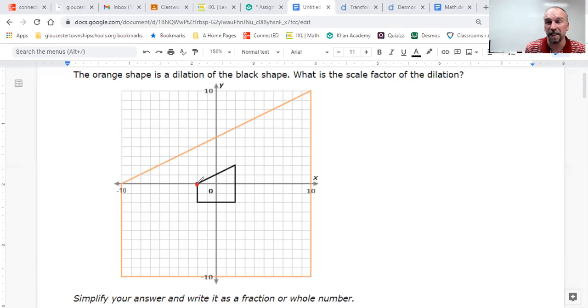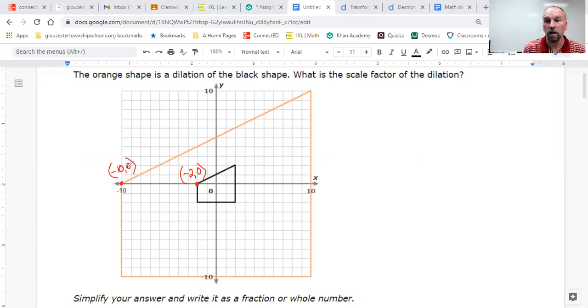And one of the reasons I picked that is because it's on an axis. So one of the values is 0, which makes it very easy. So the coordinate here is -2, 0. And then the corresponding or matching point on the image that's dilated is here at the coordinate -10, 0. And now I just have to figure out what number I multiply by to go from -2, 0 to -10, 0.